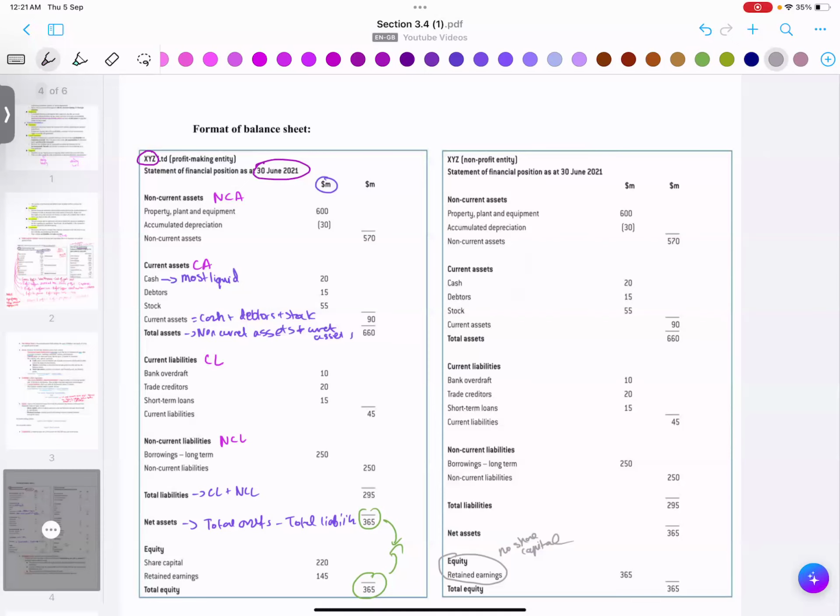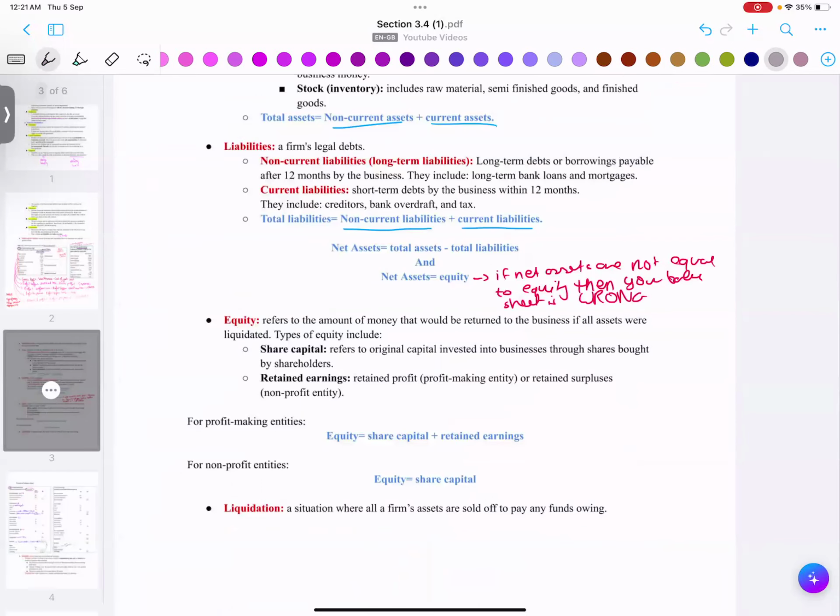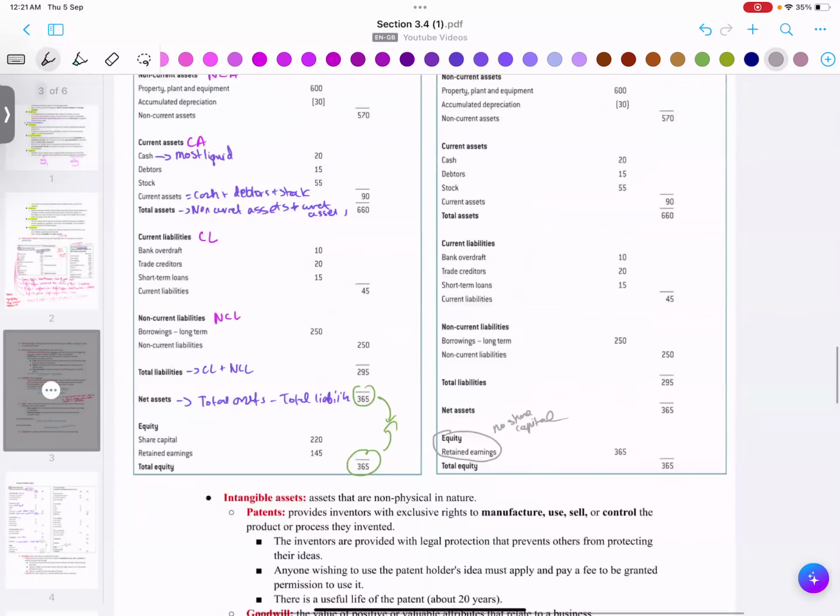And here I said something wrong. I said that equity equals share capital, but it equals retained earnings, not share capital. Because again, they don't have share capital, since no one is making money out of it. They're non-profit.